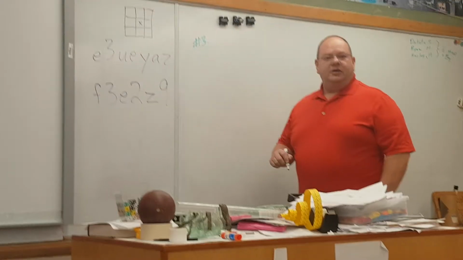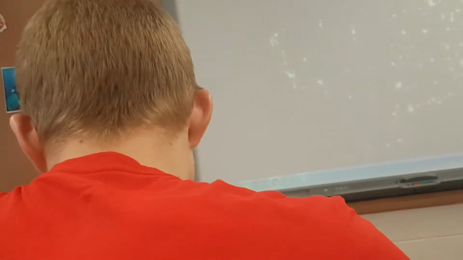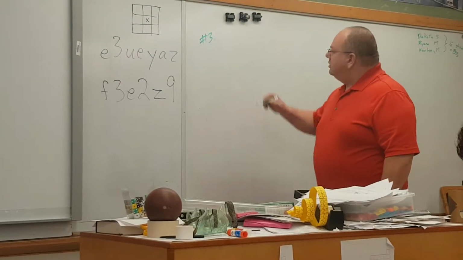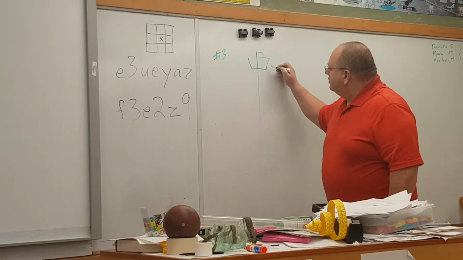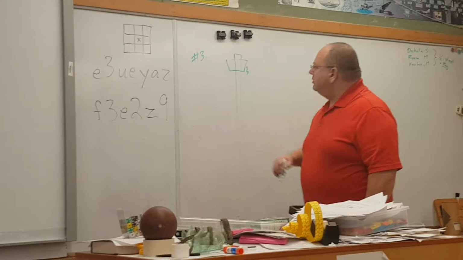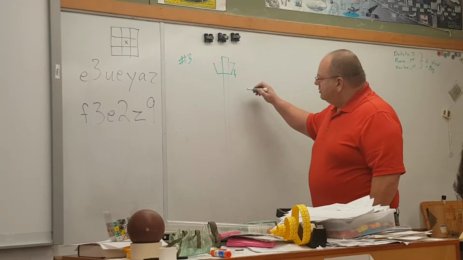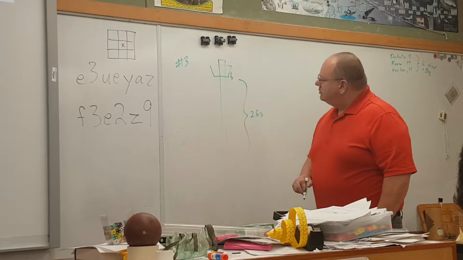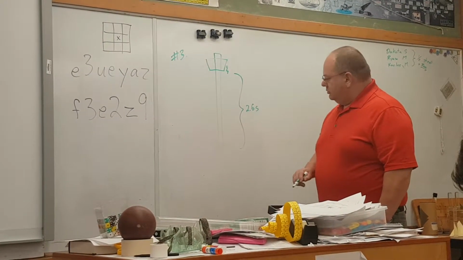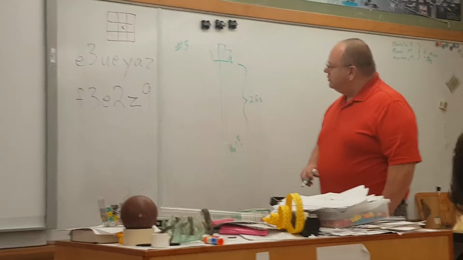Number 3. Okay, Alec, you want to read it for us? Upton Chuck is riding the giant drop at Great America. Giant drop. Okay, so here's Upton. And then if Upton free falls for 2.6 seconds, what will be his final velocity and how far will he fall?